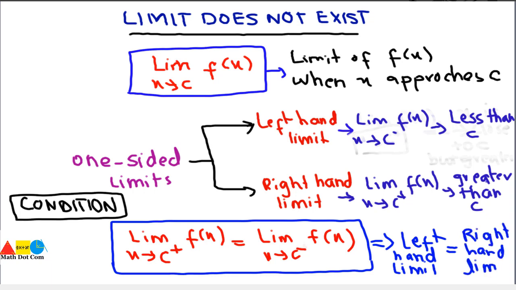We'll use an example to determine whether the limit of the given function exists or not. If this condition is violated, that is, the limits from both sides are not equal, then we say that the limit does not exist. Keep this in mind: this is the condition for a limit to exist. And if this condition is not met, then it is clear that the limit does not exist.